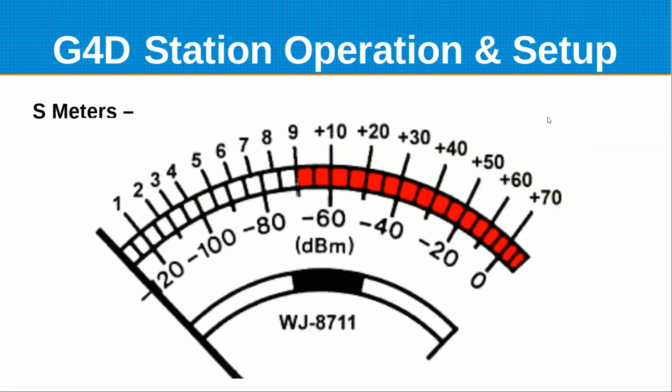Here's a meter again showing the S9 plus values. This one also has a dBm meter. Whether or not it's calibrated, I don't know. But in this case, I would say that S9 corresponds to minus 70 dBm. So that's pretty low signal.